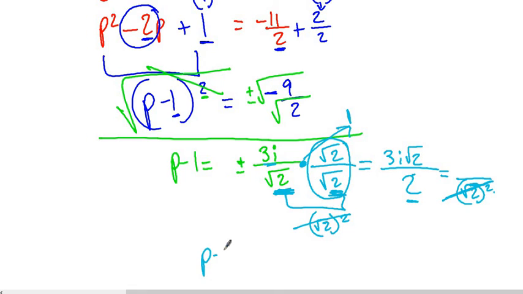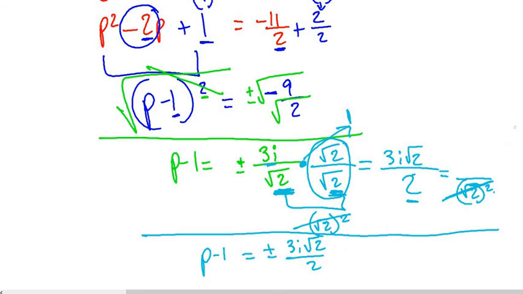So let's just clean this up a little bit. We have p minus 1 equals plus or minus 3i square root of 2 over 2. Very last step here is let's add the 1, so that goes away, and we add it over here, and there's our final answer. So that's how you complete the square.